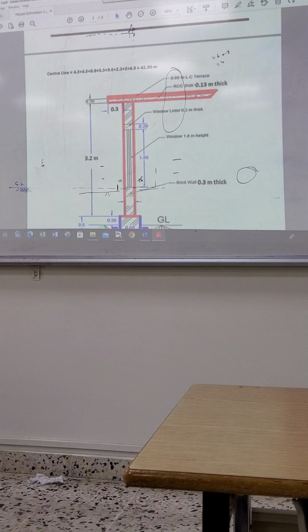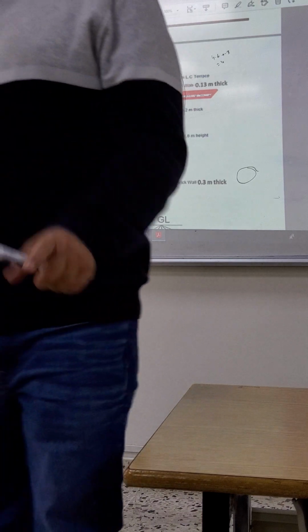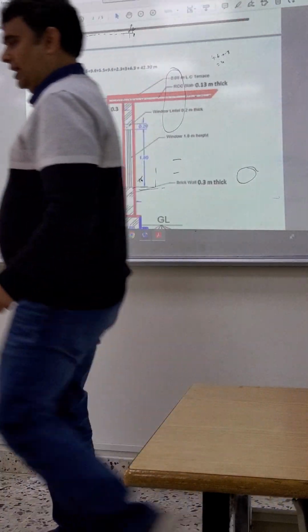Sometimes the projection on the roof is also there. So if there is a window or something, the rain will damage it. Here in Saudi Arabia less rain is coming, and that is why generally they are not providing the projection. But if you are providing the projection, then how will you calculate the RCC?